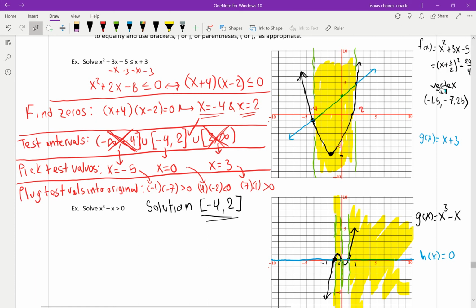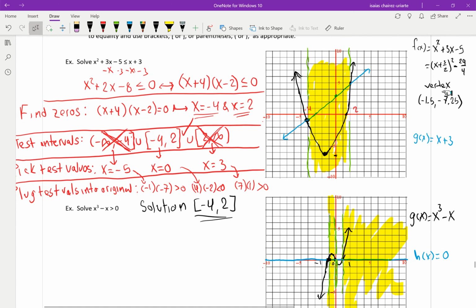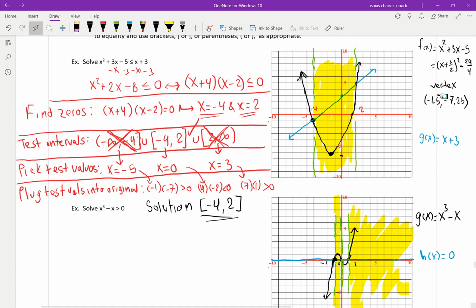That means that the vertex is at negative 3 halves, or negative 1.5, comma, negative 29 over 4. Well, negative 29 over 4 is negative 7.25. Well, that's the vertex down here then. Anyway, so I sketched my quadratic. So this is my quadratic.